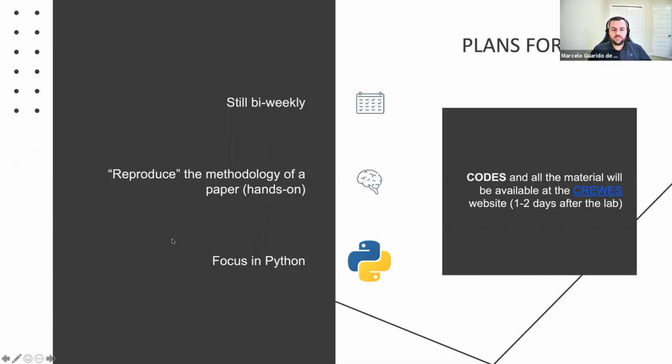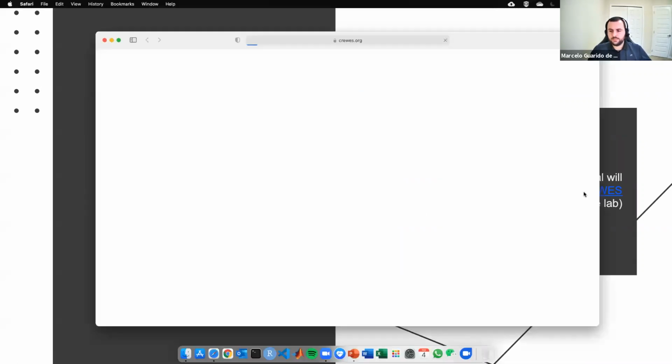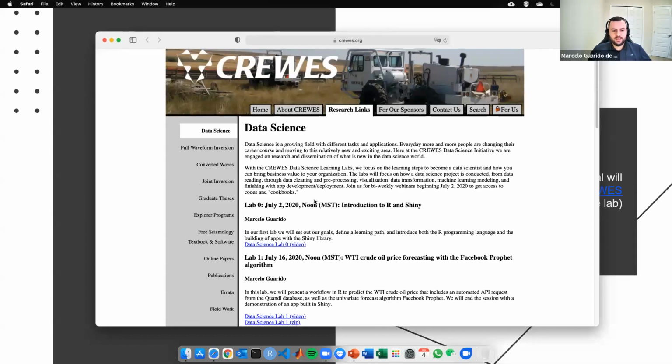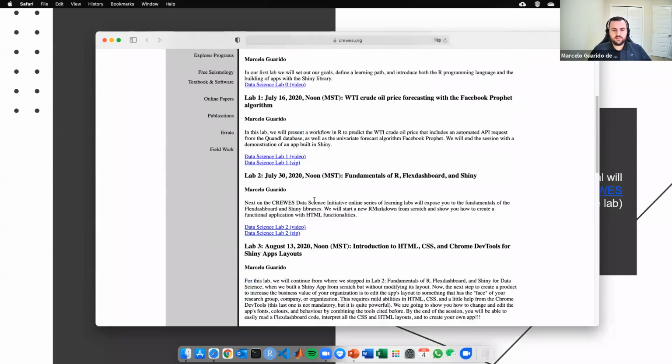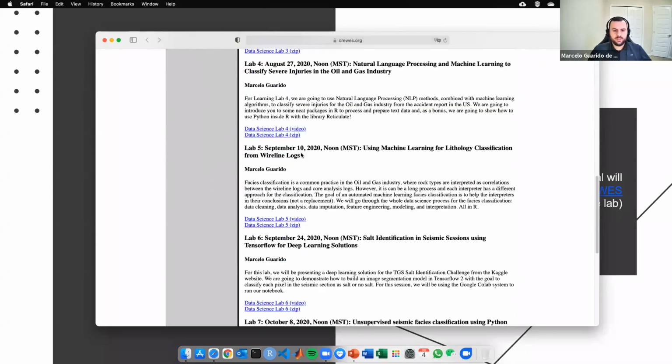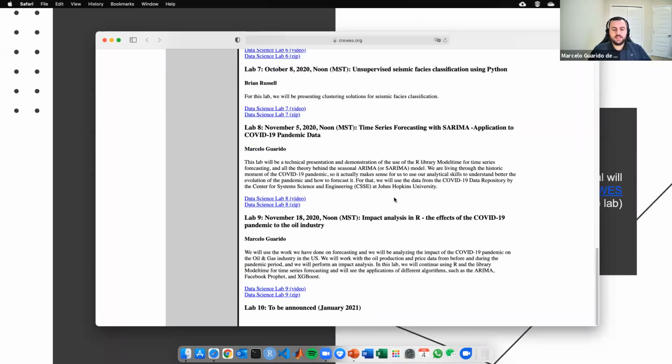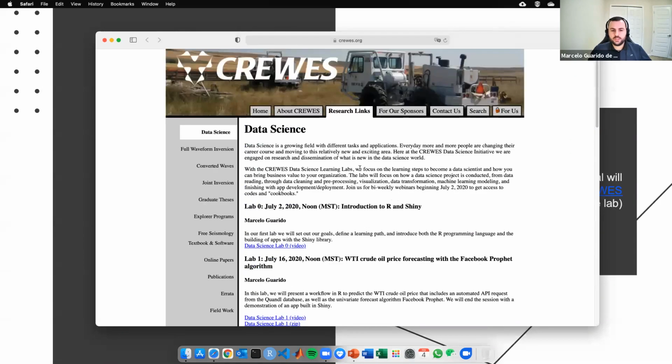We're going to be focusing on Python, so our presentations are going to be in Jupyter Notebooks or Jupyter Labs, and the code and all materials are going to be available on the Cruise website. If you click here, you can access the Cruise website, and all the material is going to be available here, so you can download everything. So that is the information about last year's learning labs, and they're going to be free. You don't have to register or anything. Those are open source.